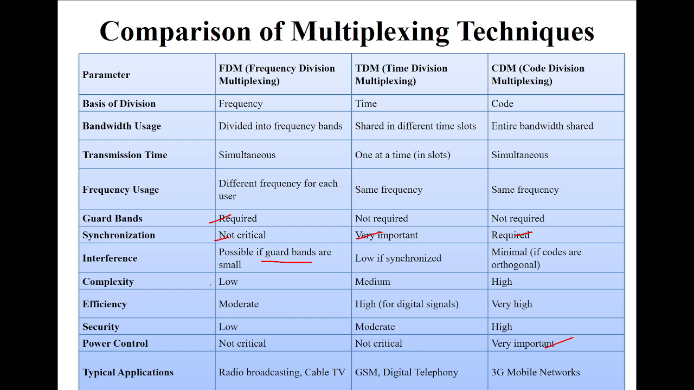Also, from an exam point of view, you can just remember that FDM divides frequency, TDM divides time, CDM divides code. FDM uses guard bands, TDM uses time slots, CDM uses unique separating codes. FDM is simple, TDM is efficient for digital systems, CDM provides high capacity and security.